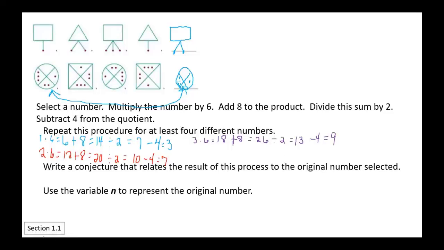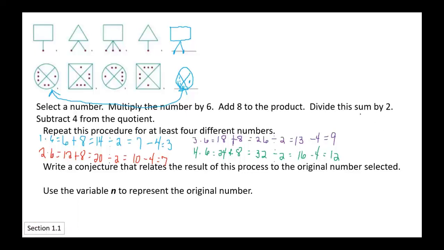Okay, one more. The reason we want to do it for at least 4 numbers is because we're trying to establish a pattern, okay? And just like we had on the previous screen where we looked at several different things to get going, you can't really establish your pattern by just the first example. So 4 times 6 is 24, plus 8 is 32, divided by 2 is 16, minus 4 is 12.